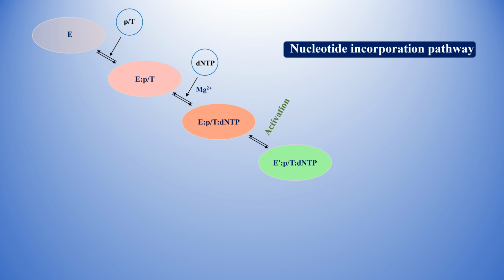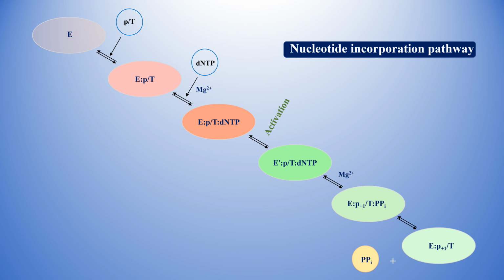In the next step, the 3' hydroxyl of the primer, activated by the interaction with a second magnesium ion, attacks the alpha phosphate of the dNTP and forms a phosphodiester bond. The pyrophosphate is hydrolyzed into 2 inorganic phosphates by a pyrophosphatase activity.